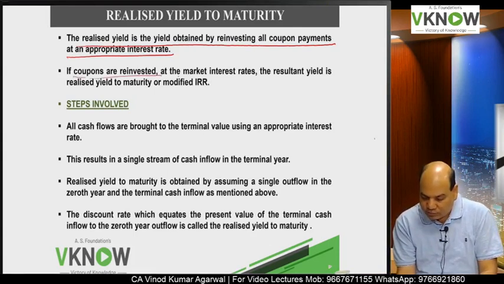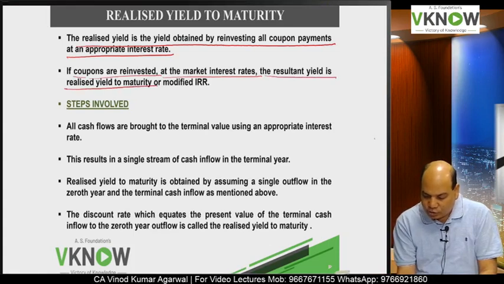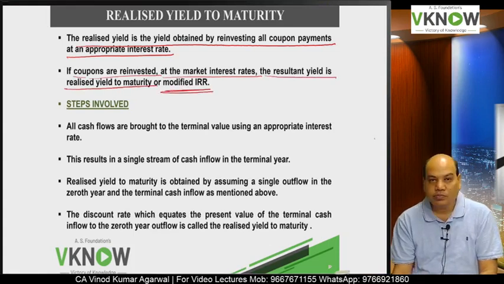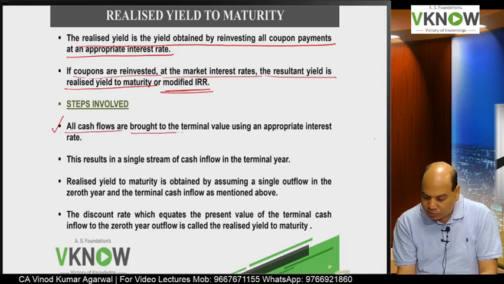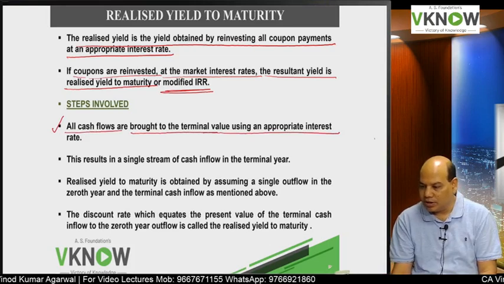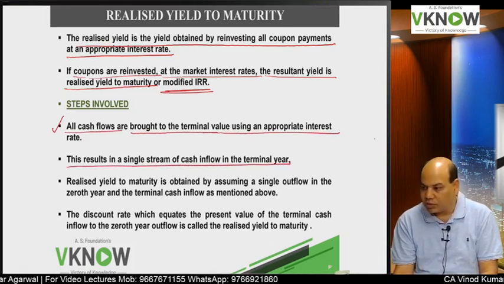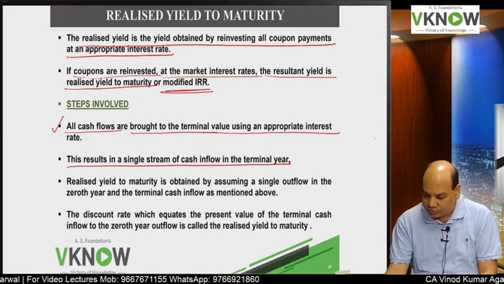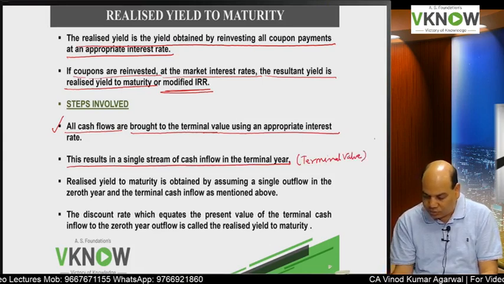If coupons are reinvested at the market rate, the resultant yield is realized yield to maturity, also called modified IRR. So you will follow the following steps. All cash flows will first be brought to terminal value using an appropriate interest rate. This will give you a single stream of cash flow in the terminal year, which is called terminal value or lump sum amount.